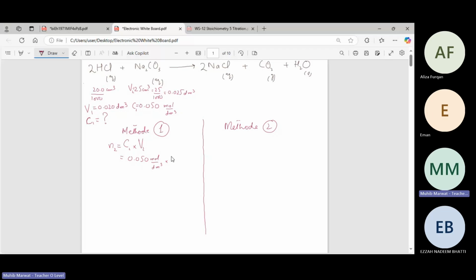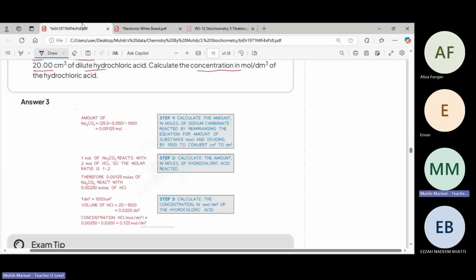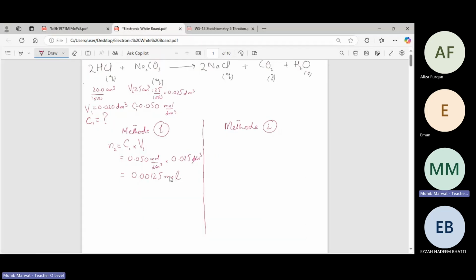Respond, dear students. Yes, sir. Is there any confusion? Volume is 0.025 dm cube. So we will be calculating these values. Please calculate it down. Please hurry up. Is this the same answer, students?